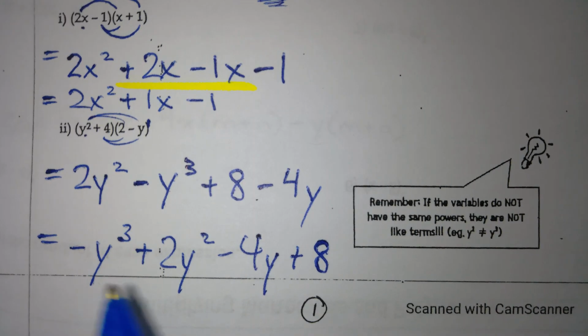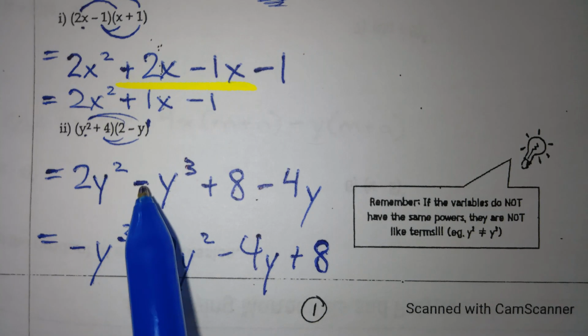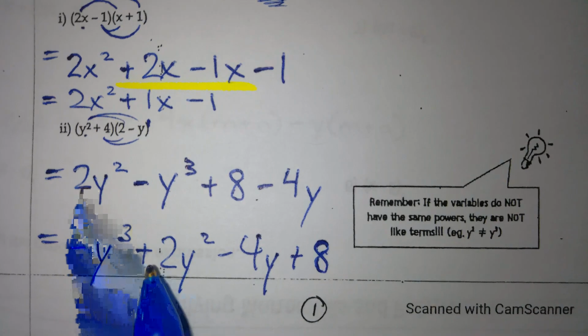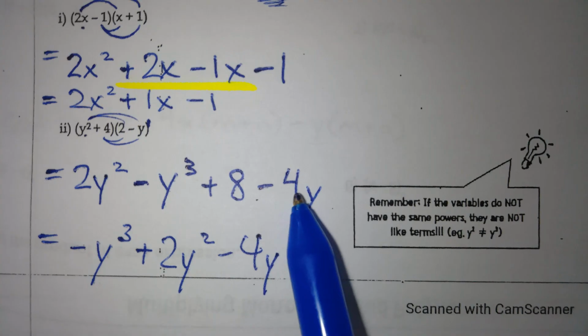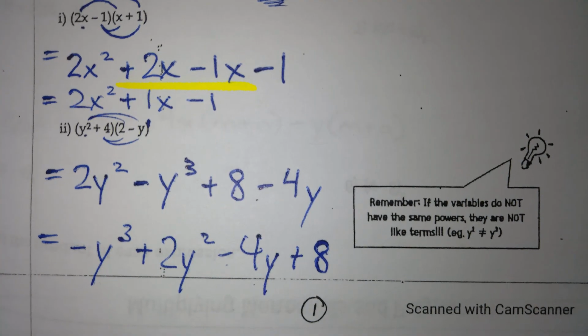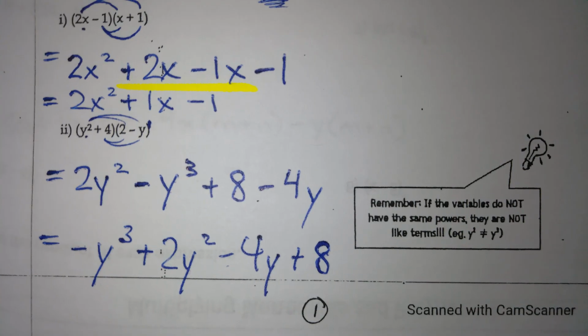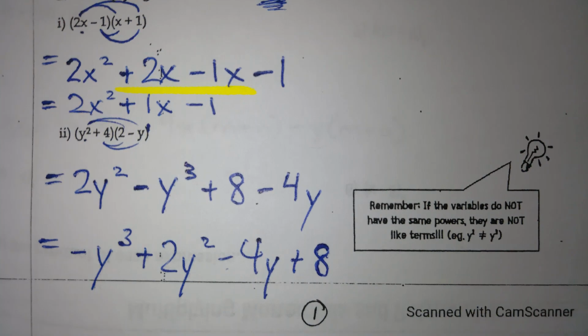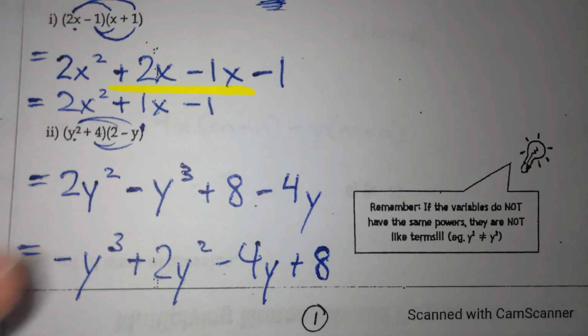One common mistake I've seen before is when you reorder, make sure you take the sign with it. So this is positive 2y, that's why it's a plus. This is negative 4y, that's why it's minus. The sign always goes with the term. So that's my answer. It looks weird and long, but it is the correct answer because I cannot combine any further.